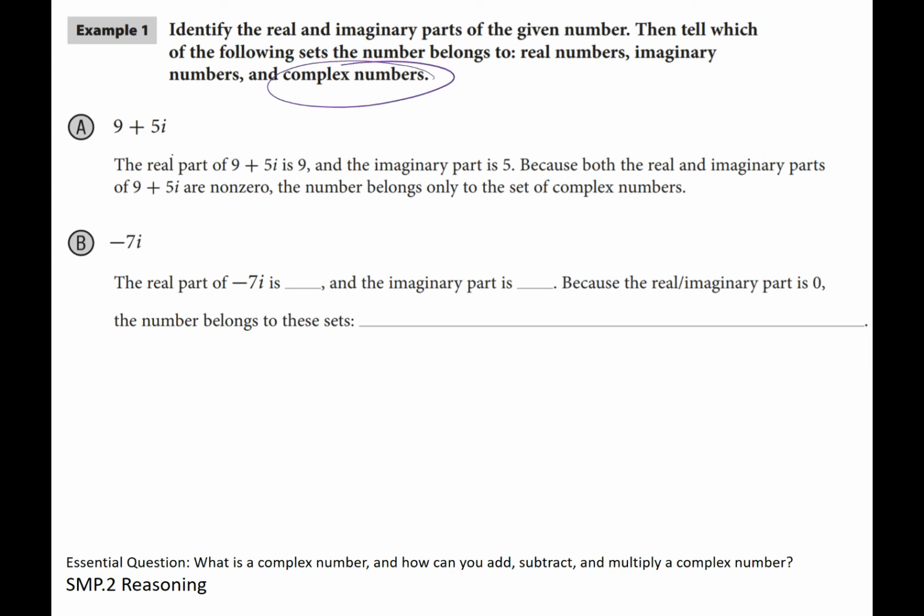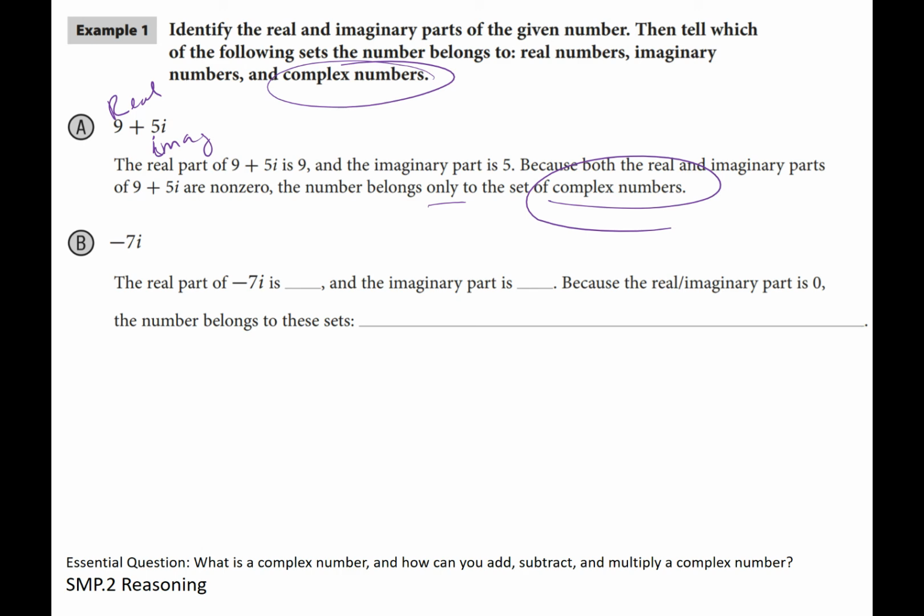All right, so in this right here, it says the real part is 9, so this is the real part. And then the imaginary part is 5. That's your imaginary part right there. Because both the real and the imaginary parts are non-zero, the number belongs only to the set of complex numbers.